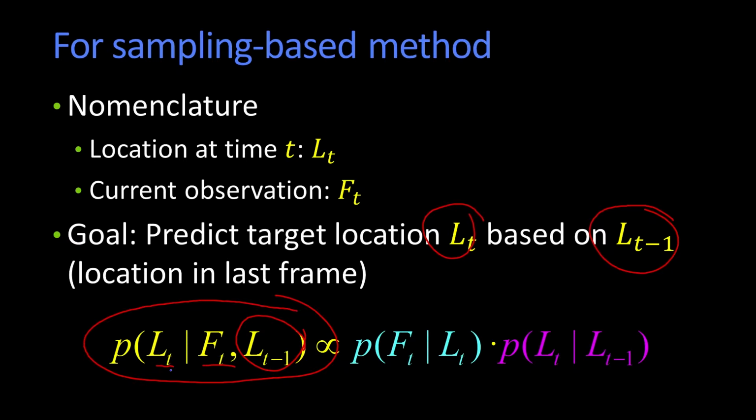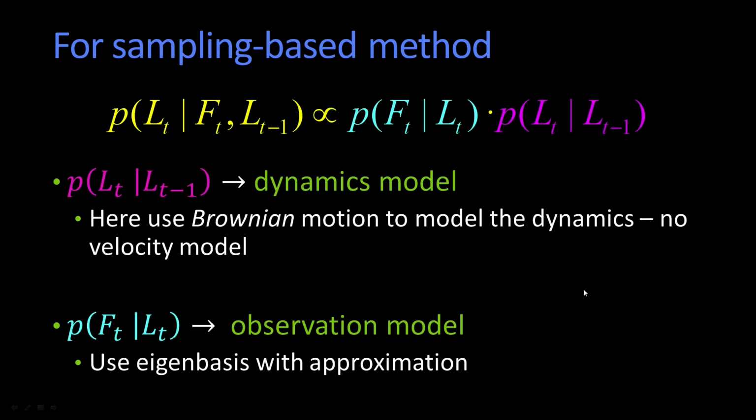Now, we've done this before, right? We said that this equation was made up of two components, and we'll just copy them back up here. The two components are, we'll do the purple one first, that's just our dynamics model. That says if I know where the thing was at time t minus 1, what's my belief about where it might be at time t?